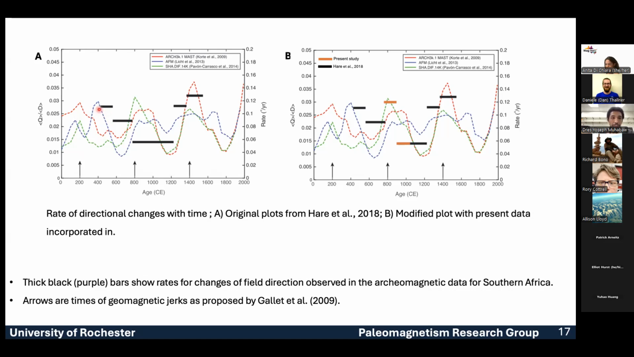The previous work has identified some rates associated with the prediction models, and our new data lies along this, and this gold color shows the new data. If you see the magnetic jerks, they are associated with a high rate of change. Especially these two arrows are consistent with rapid change in directions. So we are having more data so that we can have a clear understanding about how these things are related with each other.